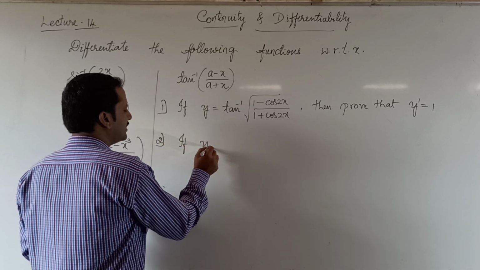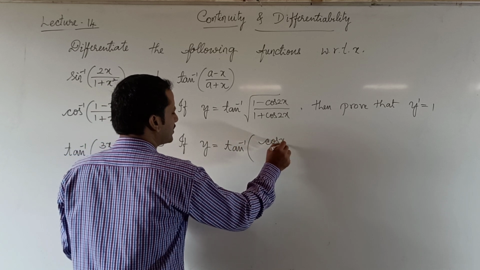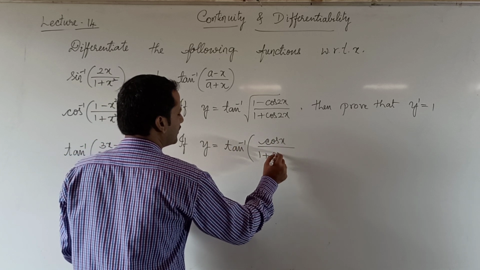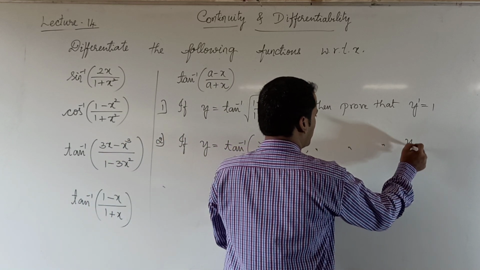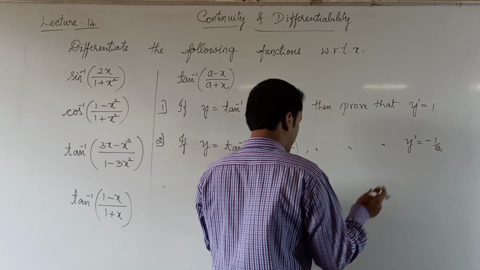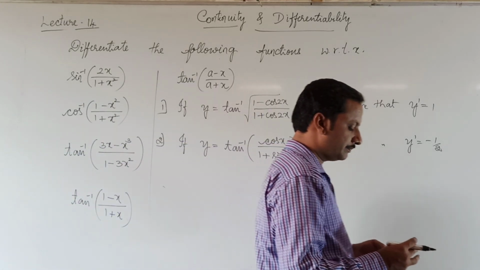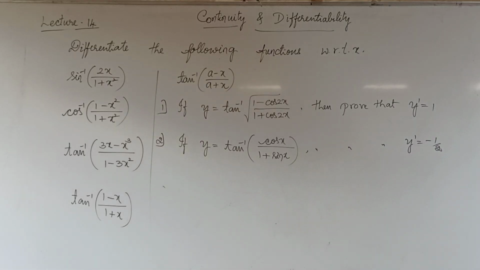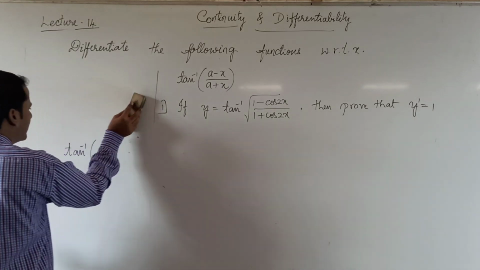Then if y is equal to tan inverse of cos x by 1 plus sin x, then prove that y dash is equal to minus 1. Okay. Solve these problems. If you have any difficulties, you can ask in our WhatsApp group.